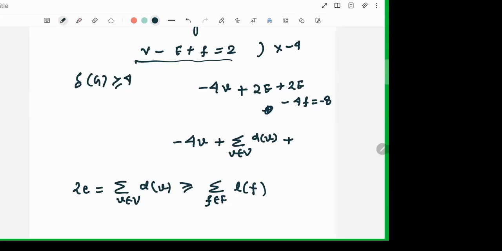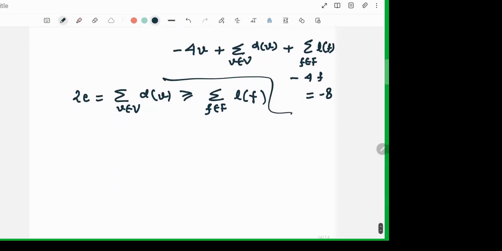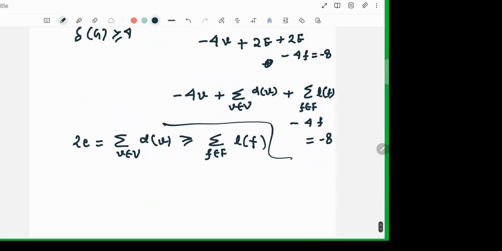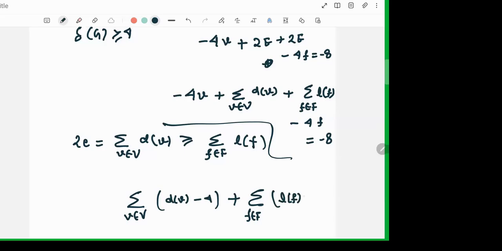So this is the summation over f in F of the length of faces minus 4F is equal to minus 8. This is what we have, right? So now what is this? Can you write it? So this is summation over v in V of d(v) minus 4, plus summation over f in F of l(f) minus 4, is equal to minus 8.